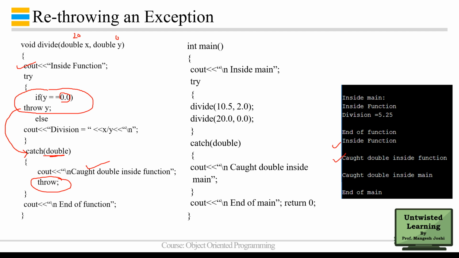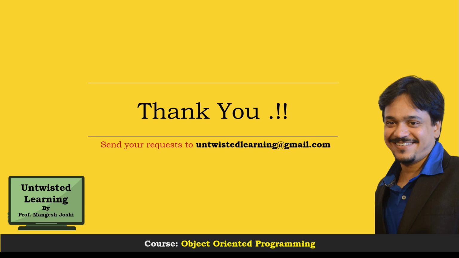So now it will throw the exception, or control of the program, to the next available catch statement. You can see the next available catch statement is this. So you can see caught double inside main is printed, right? And then since everything is executed, it will go here and print end of main. So in this way rethrowing an exception works. Okay, so I hope you have understood this exception handling.